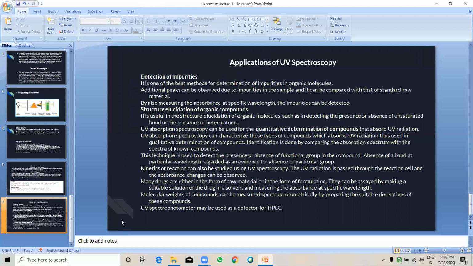This technique is used to detect the presence or absence of a functional group in the compound. Kinetic studies. Many drugs, either in the form of raw material or in the form of formulation, can be analyzed. Molecular weight determination. UV spectrophotometer can also be used as a detector for the HPLC, high performance liquid chromatography.